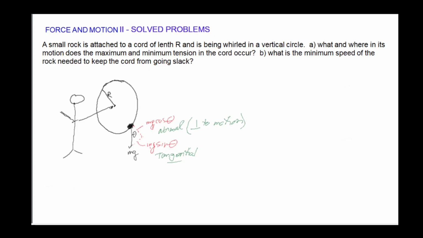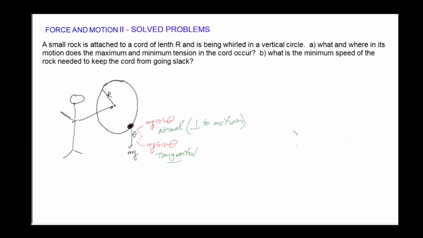Let's do our last problem. A small rock is attached to a cord of length r and is being whirled in a vertical circle. At what point in its motion does the maximum and minimum tension in the cord occur? What is the minimum speed of the rock needed to keep the cord from going slack? You can see this diagram, and it shows the rock going around in a vertical circle of radius r, and you can see the weight of the rock points downward.